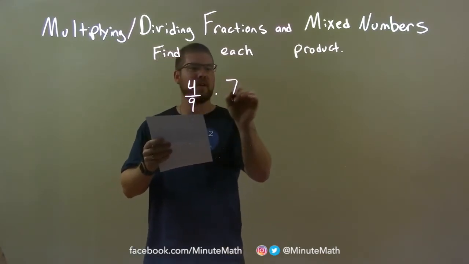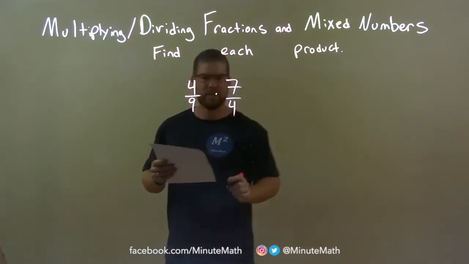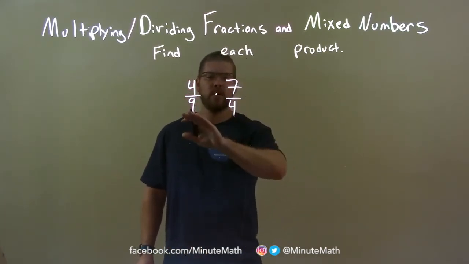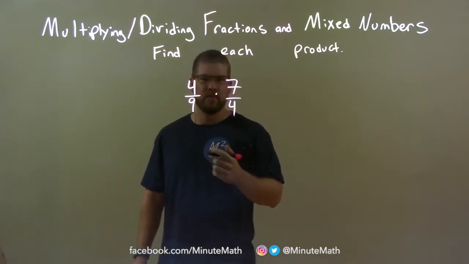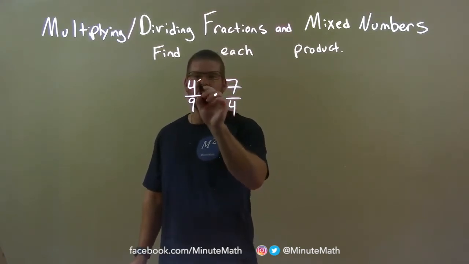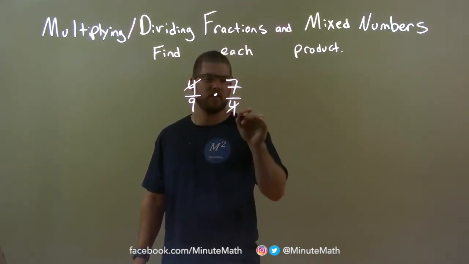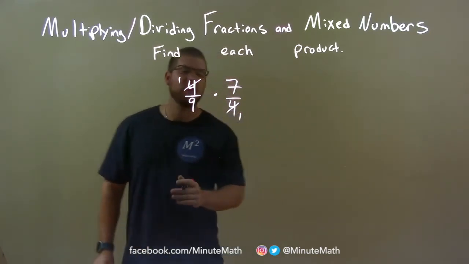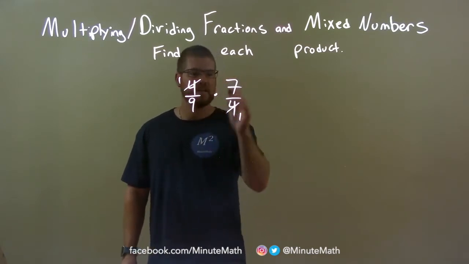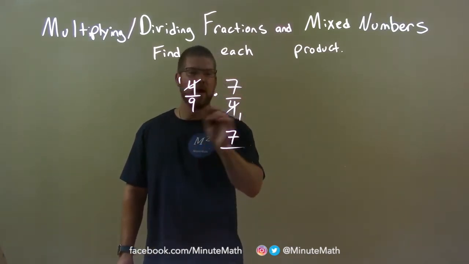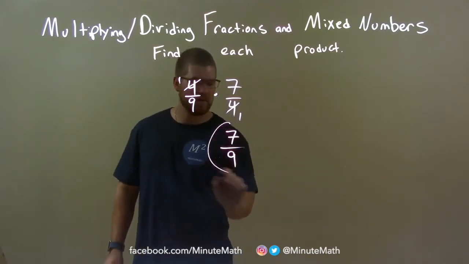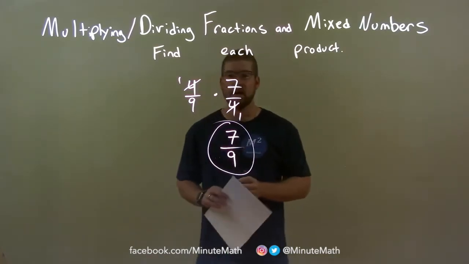4/9 times 7/4. Okay? Well, one thing we can see, of course, we just multiply across the numerator and multiply across the denominator and then simplify. But we see there's a 4 here and a 4 here. Since there's a multiplication going on, this 4 and this 4 both cancel each other out. And we're left with 1s. So now when we multiply across the numerator and multiply across the denominator, it's easier. 1 times 7 is 7, and 9 times 1 is 9. This cannot be simplified anymore, so our final answer is just 7/9.